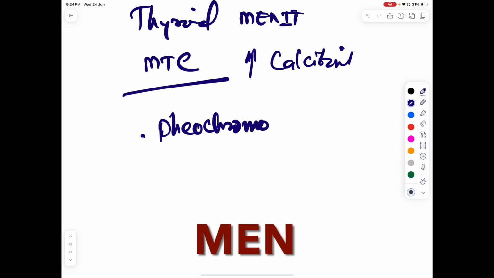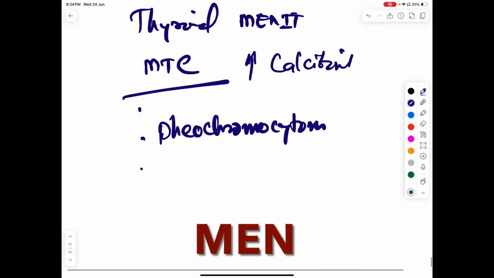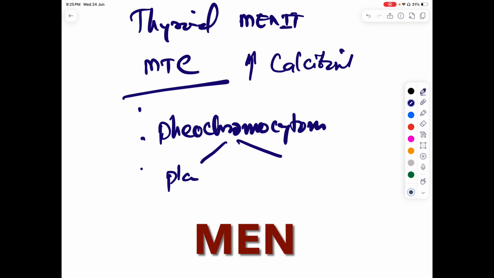pheochromocytoma. So how is MEN2? MEN type 1, MEN2. MEN2A and 2B involve the RET oncogene. There is a parathyroid condition. So what is there in pheochromocytoma? There will be plasma and urine catecholamines, vanillylmandelic acid, and you see catecholamines, free metanephrines.